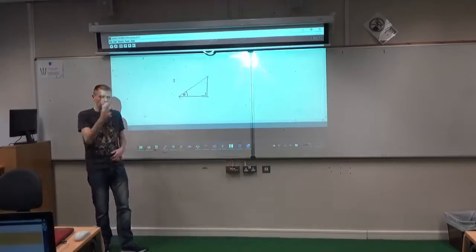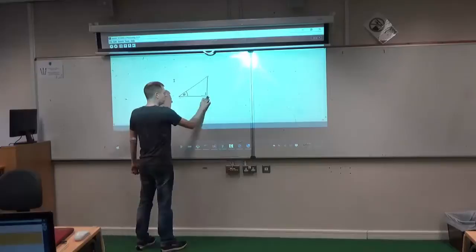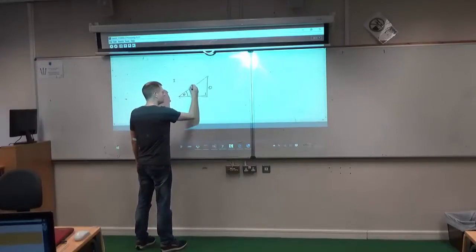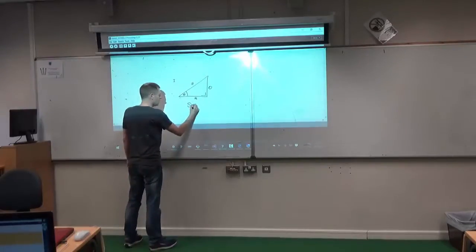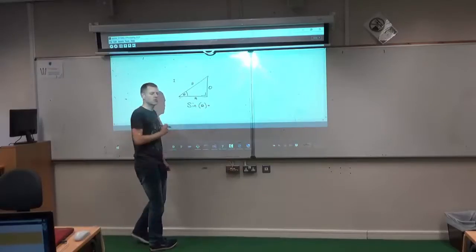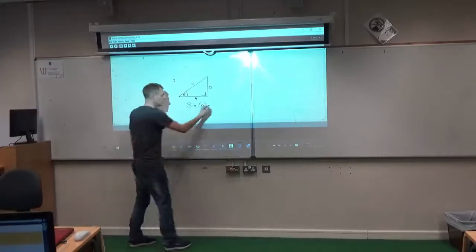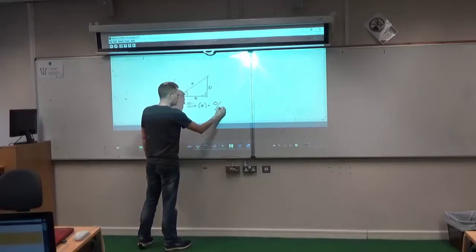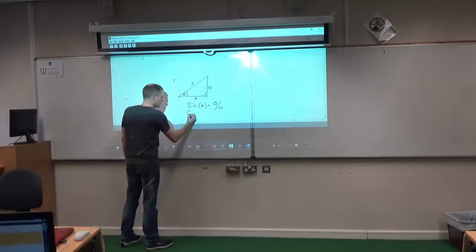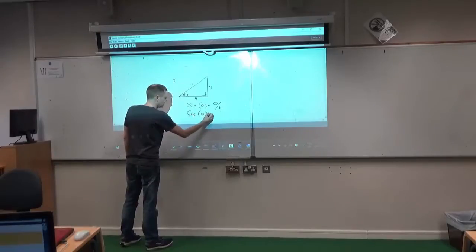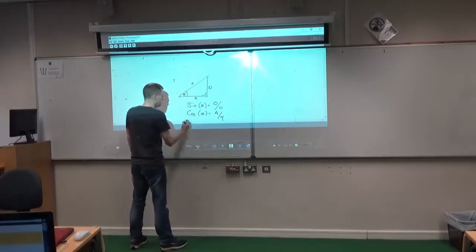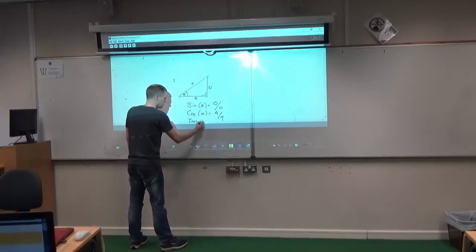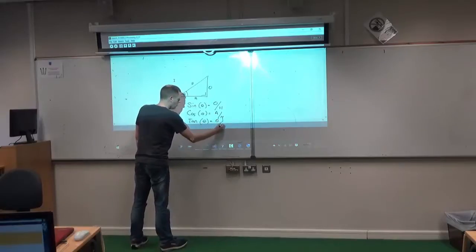And those three ratios: if I have this right angle triangle here, this is what we call the opposite, this is the hypotenuse, and this is the adjacent side of the right angle triangle. We can say that the sine of the angle theta is equal to the length of the opposite side over the length of the hypotenuse, okay? The cosine ratio is equal to A over H, okay? And the tangent of theta is equal to O over A.